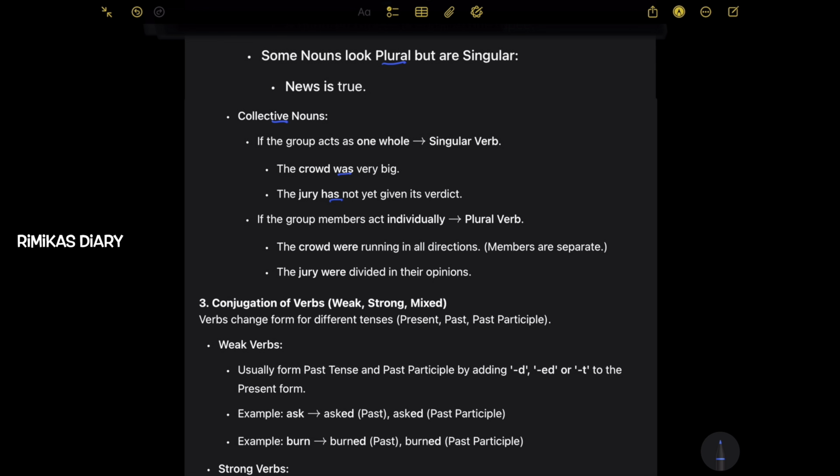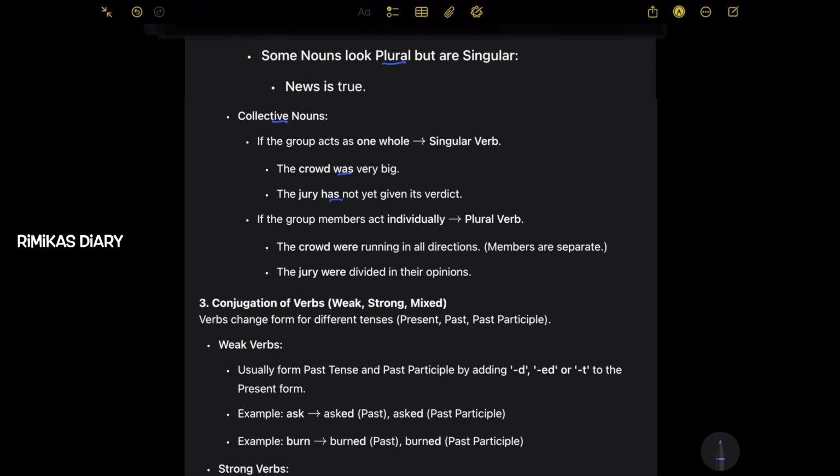If the group members act individually, plural verb. But if the group members act individually, then you should add a plural verb. For example, the crowd were running in all directions, so the members are separate. The jury were divided in their opinions.